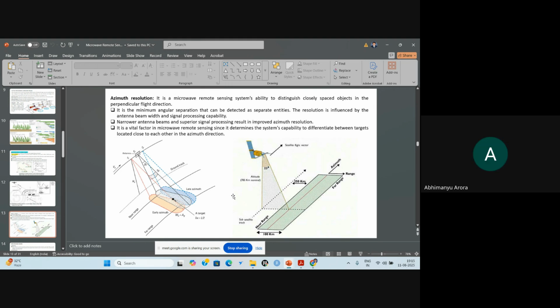Sir, your screen has gone. The screen is not visible. Yeah, now it is visible.